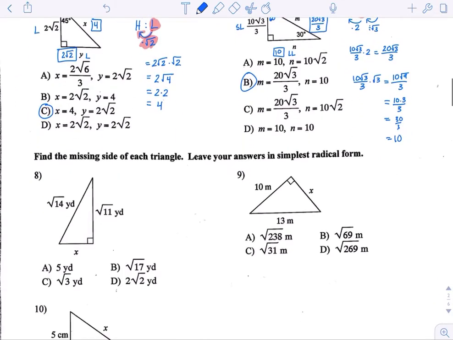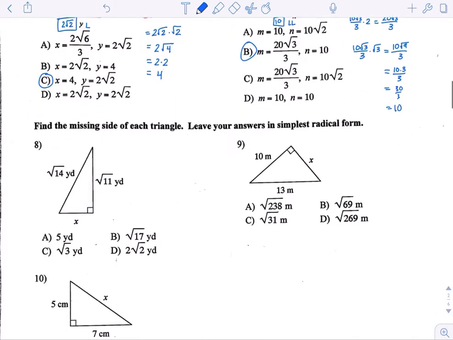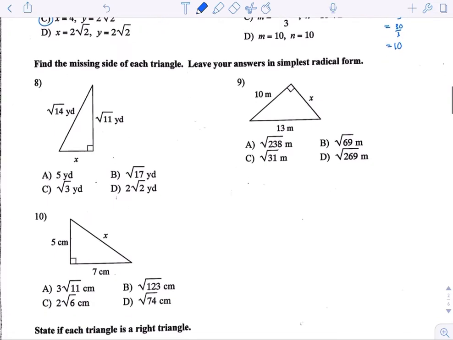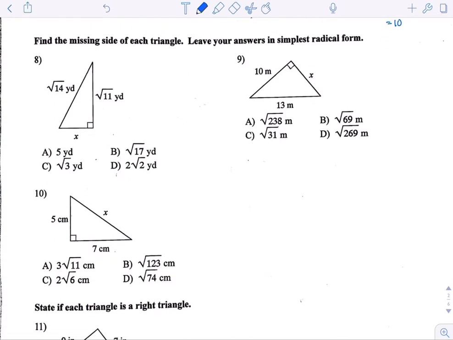So n will equal 10 and m will equal 20, so that's B. So just make sure you guys know how to use your ratios correctly. Okay, number 8, 9, and 10. This is just using your guys' Pythagorean theorem. Remember, Pythagorean theorem you use for right triangles only.